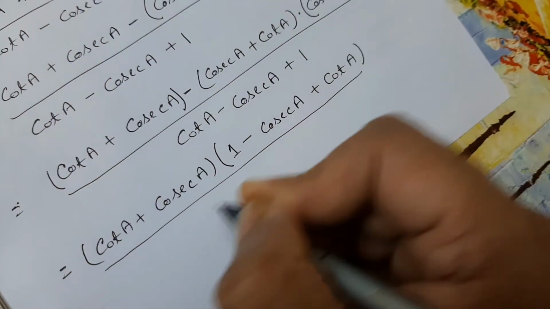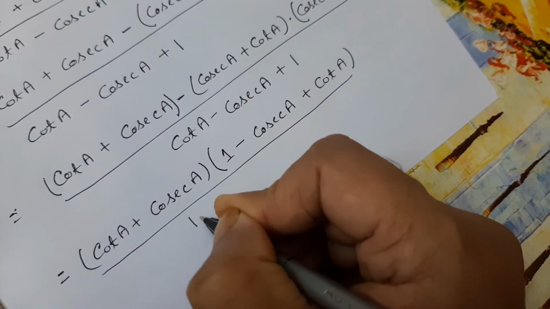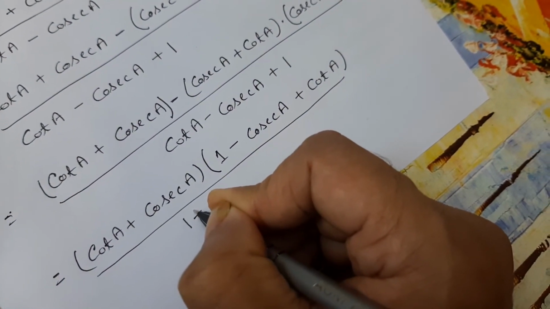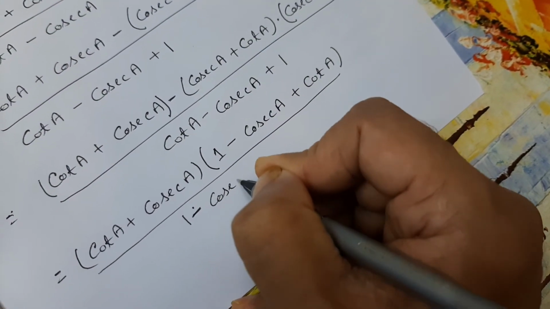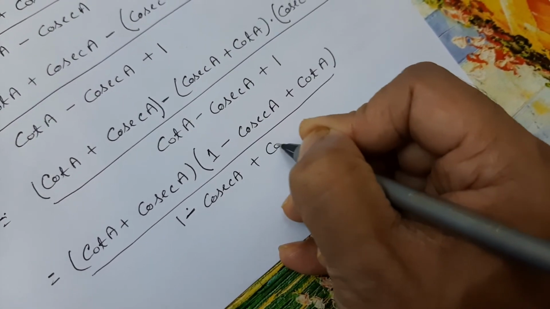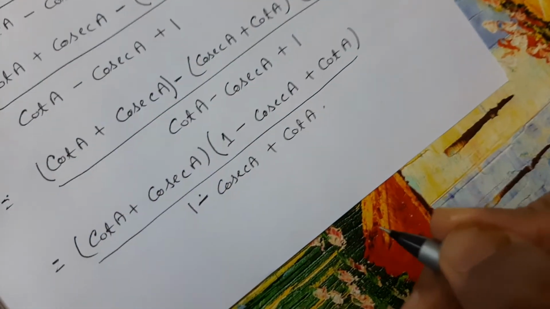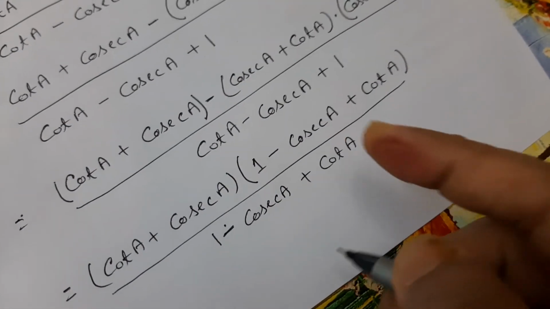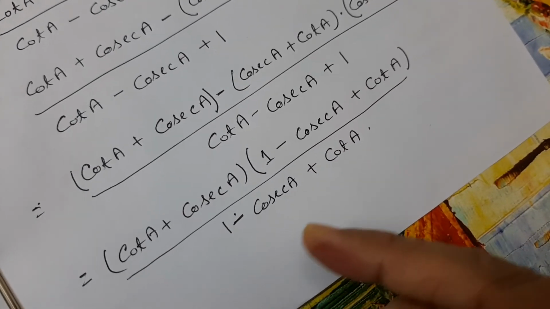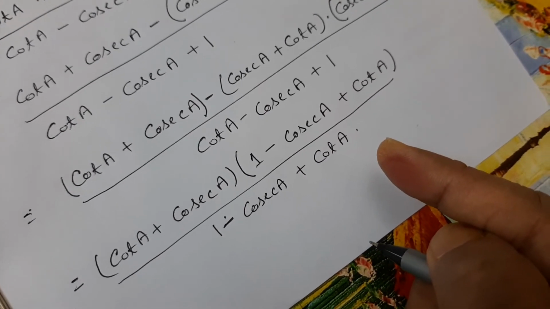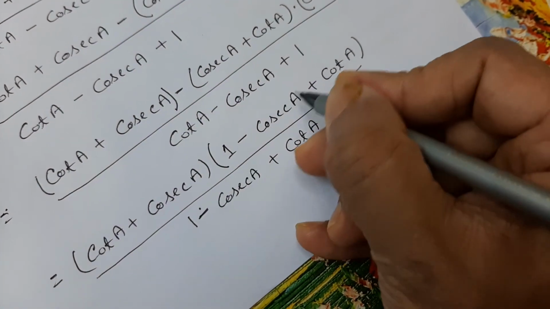Divided by, first to write 1 plus minus 1 minus cosec A plus cot A. See, numerator 1 minus cosec A plus cot A is there, and denominator also 1 minus cosec A plus cot A. So these two are cancelled, 1 minus cosec A plus cot A.